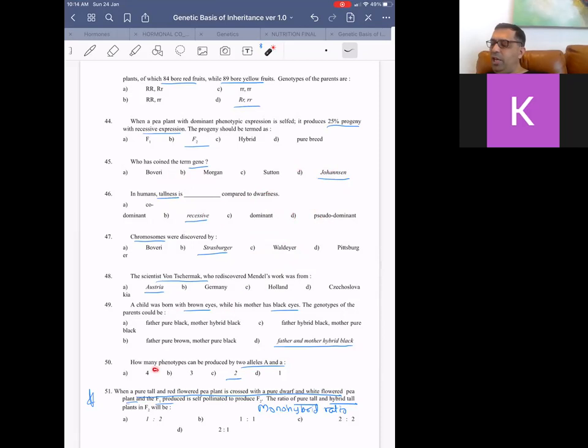And how many phenotypes can be produced by two alleles, capital A and small a? Number of phenotypes is 2 raised to n, where n is the number of heterozygous pairs. So 2 raised to 1. So the answer is 2 types of phenotypes. So with that, we have finished around 50 questions here. We'll take a small break and we'll come back to the next part.